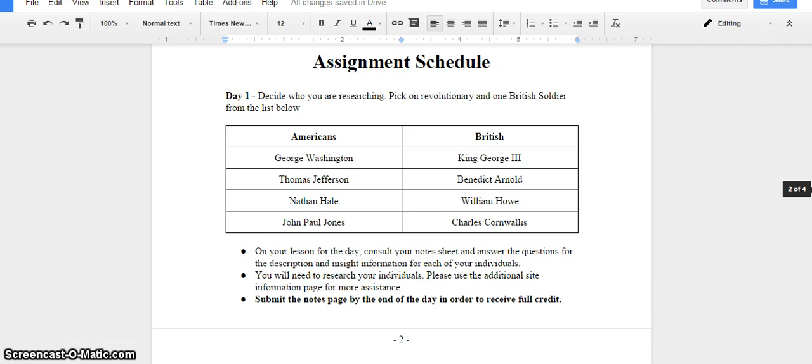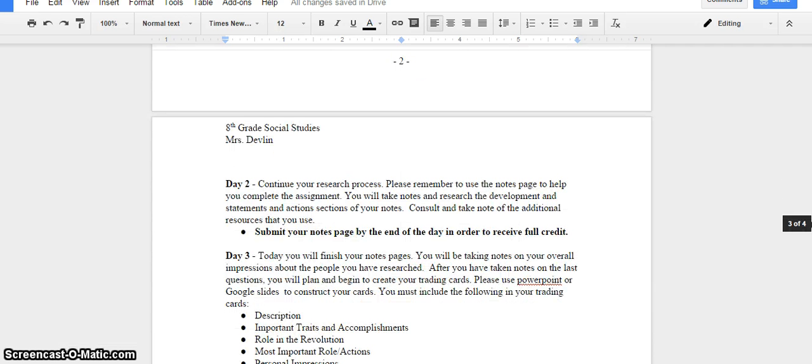So that was our day 1 assignment. Day 2, you're continuing your research project by completing the notes page that we just looked at together, and then you're going to submit it by the end of day 2. On day 3, you are going to use your notes pages to start making your slides. So you're going to take the information that you have already researched and learned about, and you're going to start creating a trading card that is eye-catching and cool to look at, okay?